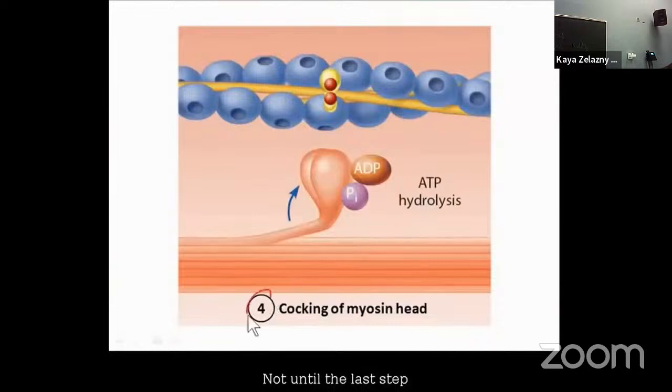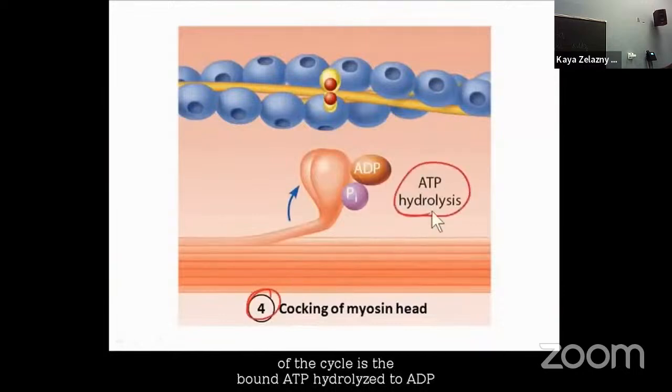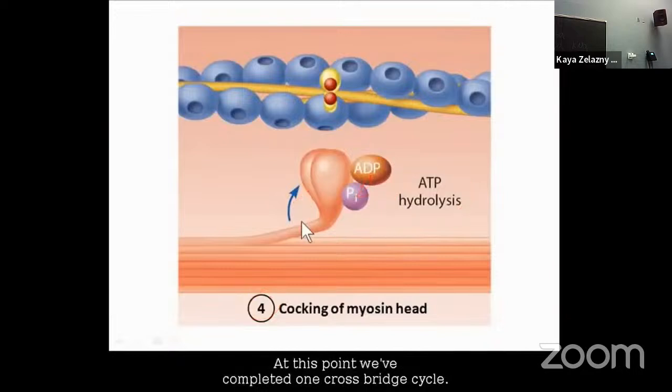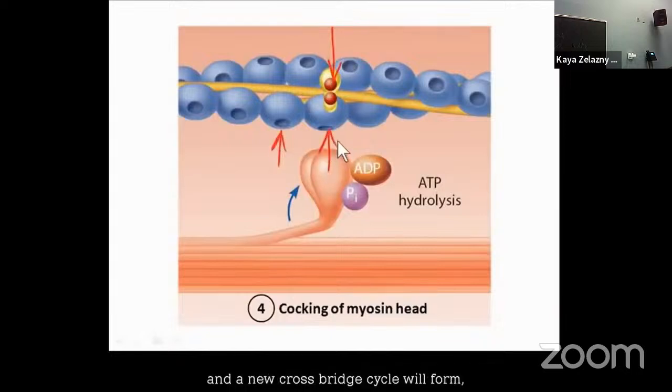Not until the last step of the cycle is bound ATP hydrolyzed to ADP and inorganic phosphate. The energy released from this hydrolysis will be used to re-cock the myosin head, storing energy to be used in the power stroke of the next cross-bridge cycle. At this point, we've completed one cross-bridge cycle. The calcium is still present, as it is right here. The active sites are still exposed, and a new cross-bridge will form.